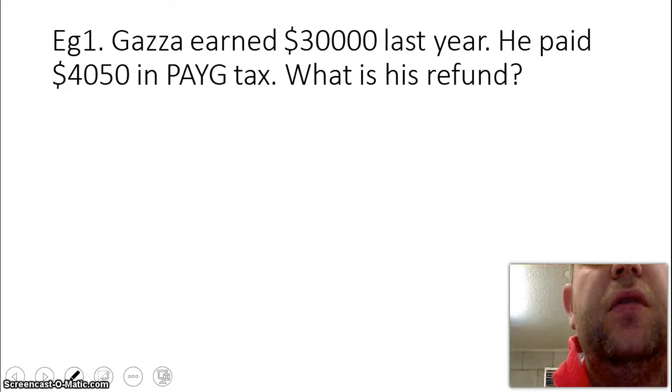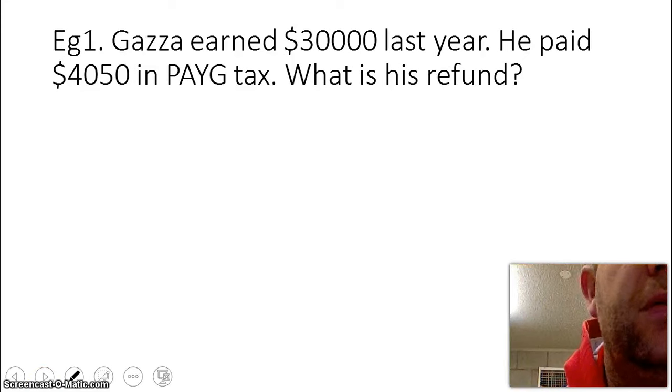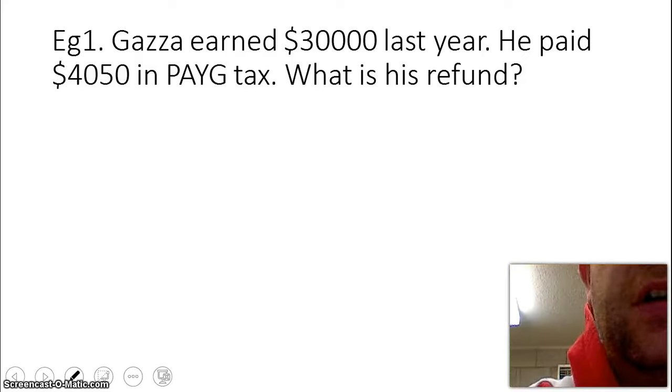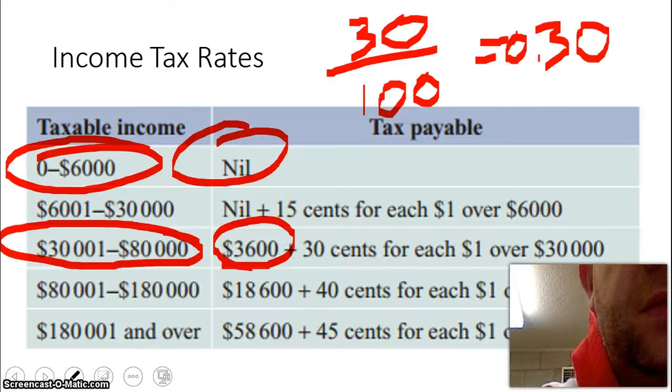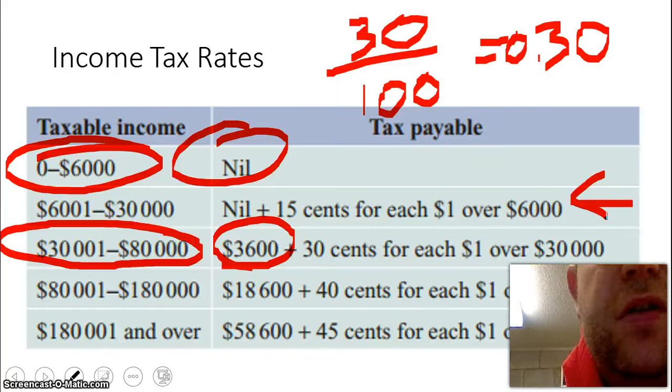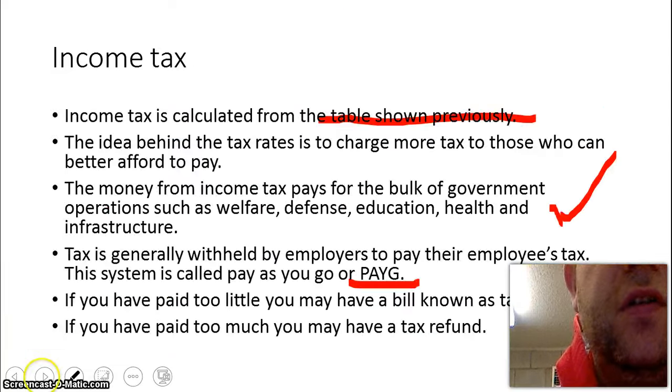So let's have a look. Here's my mate Gaza. He's earned $30,000. He paid $4,050 in PAYG tax. I'm just using the table from the book. So we're looking at, he's in the second tax bracket. Let's go back and have a look. Gaza is in this one here. So he pays nil plus 15 cents for each dollar over $6,000.